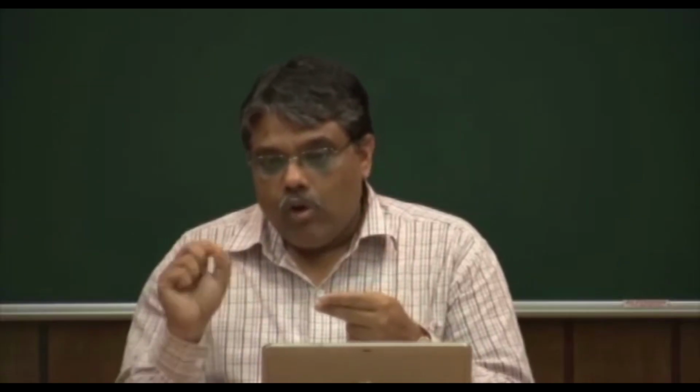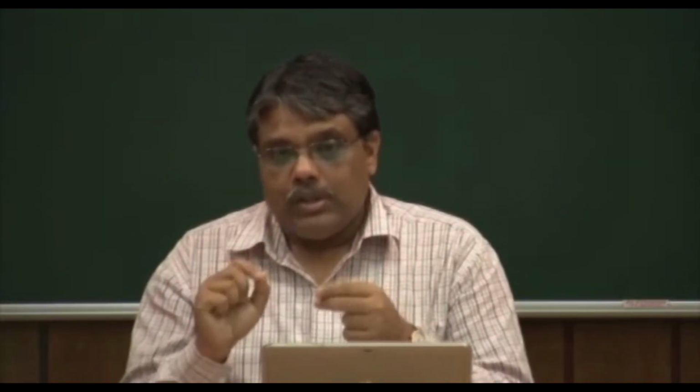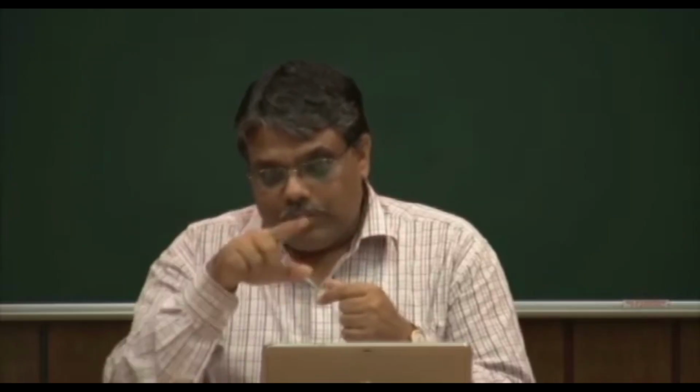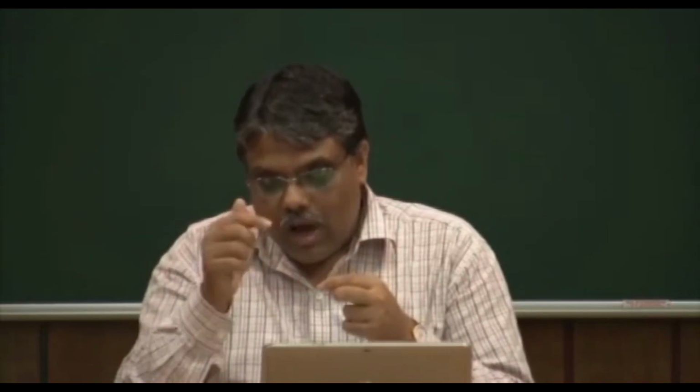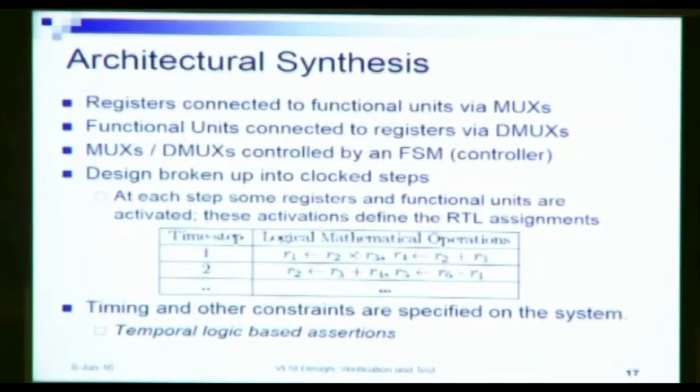It goes to a particular register where the output of this operation should legitimately reside. So therefore, the controller will appropriately select the particular output of the demux, so that the output from the functional unit flows through the demux to the appropriate register, right? So the third point here is that the muxes and demuxes are controlled by an FSM.